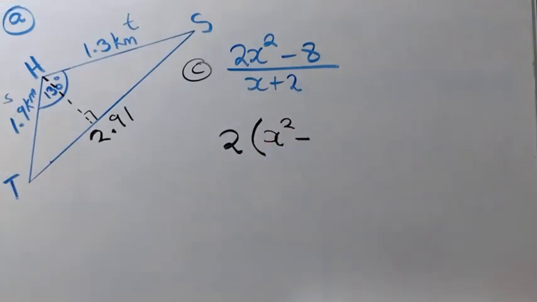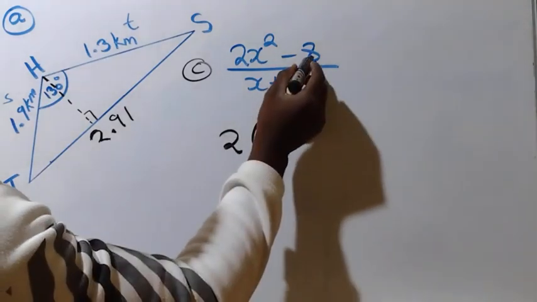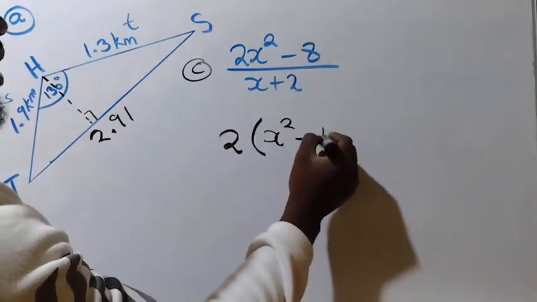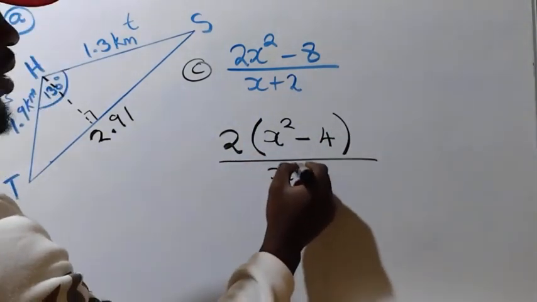Minus. I think I've skipped the question. There is question Roman numeral 3 that has to do with finding the angle. I will answer it after this. So x squared minus, 2 into 8 goes there 4 times, over x plus 2.